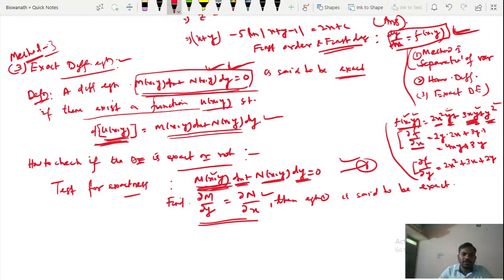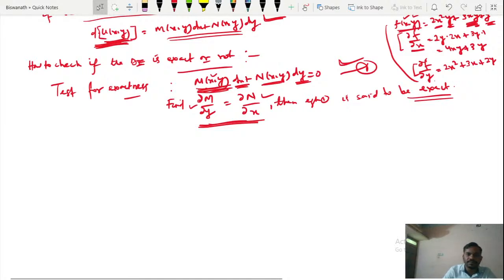So if you check that del m by del y equals del n by del x, if these two partial derivatives are equal, then you can say that equation 1 is an exact differential equation. Since it is an exact differential equation, you can find a u of xy such that its derivative is this m of xy dx plus n of xy dy. So now come to its solution procedure.